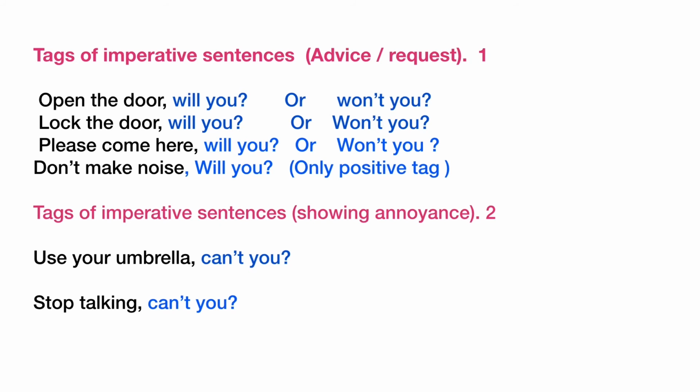Next, if the imperative sentence shows annoyance, then question tag will be formed in the following way. Use your umbrella, comma, can't you? Stop talking, comma, can't you? Question mark.